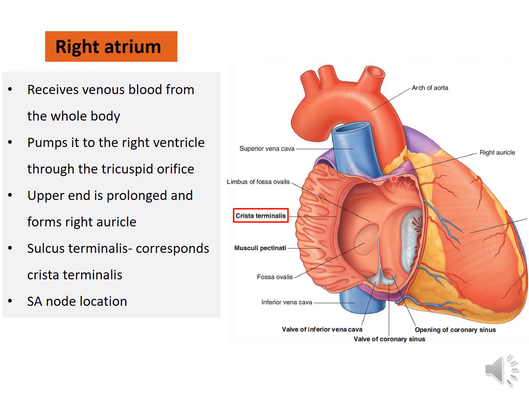On the surface, as we discussed earlier in the introduction to anatomy, it presents a sulcus which is called the sulcus terminalis. This corresponds with the internal ridge you can see in the picture. This internal ridge is called the crista terminalis, and just below the opening of the superior vena cava, there you can see the presence of the SA node. The SA node is present in the right atrium just below the opening of the superior vena cava and at the upper end of the crista terminalis. That is the location of the SA node.